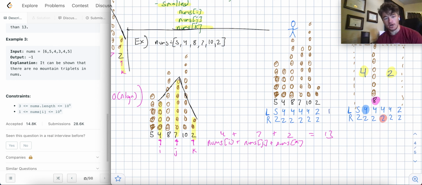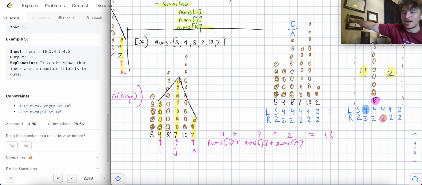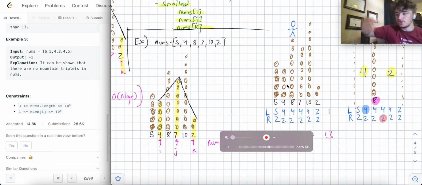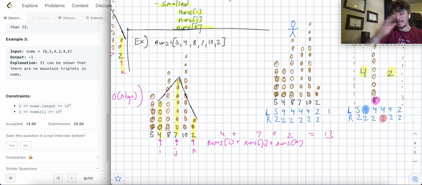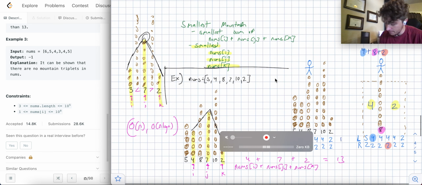So basically what we do is we log, like, what's the smallest thing to the left? What could be the smallest nums of i to my left? What could be the smallest nums of k to my right? And then you just go through and figure out, okay, can this be a peak? Well, what's the smallest thing to the left that I can connect to? What's the smallest thing to the right that I connect to? And I do that for each possible peak, and then I just return the smallest one. So that is how this is going to work.